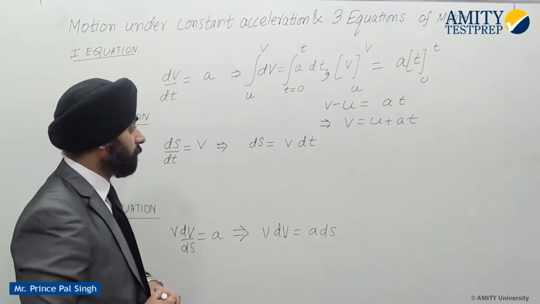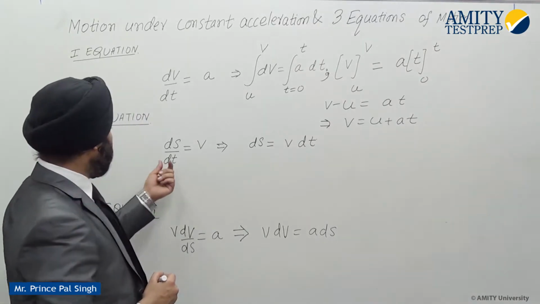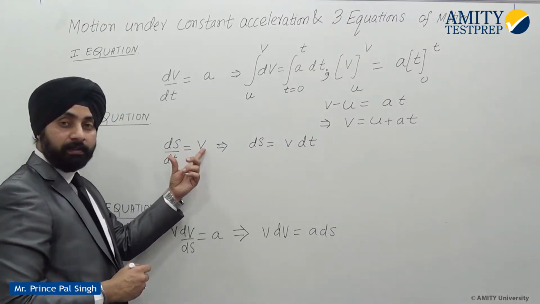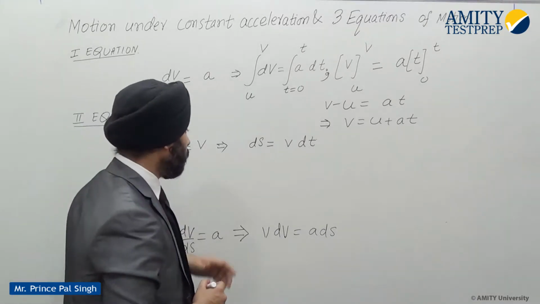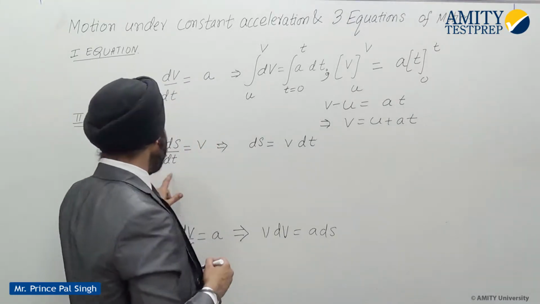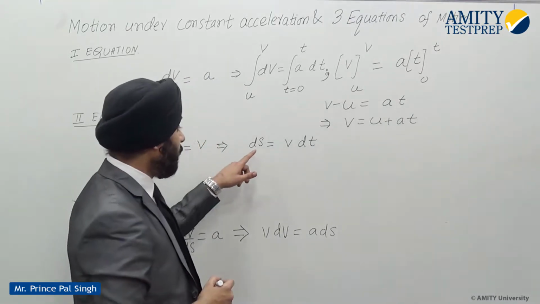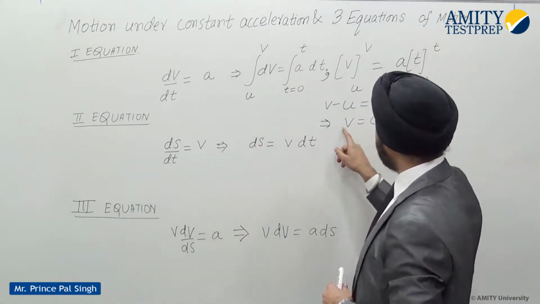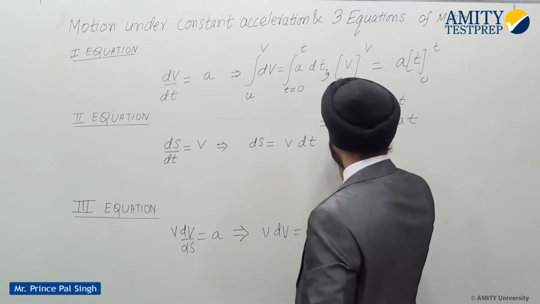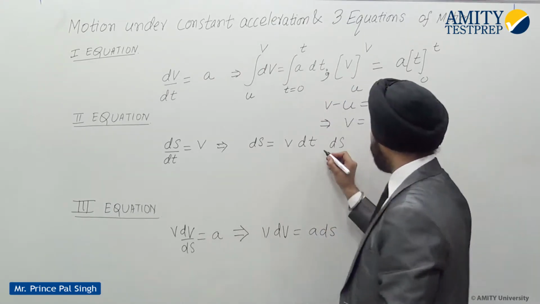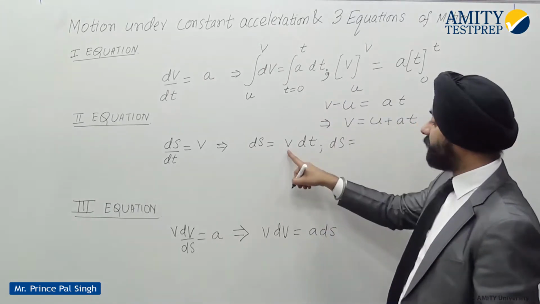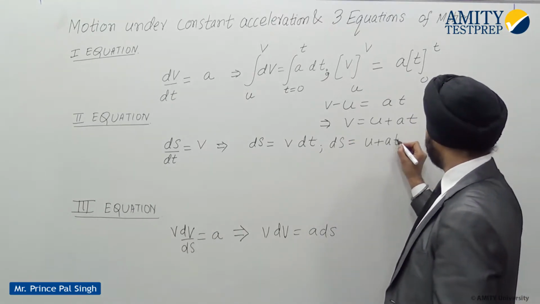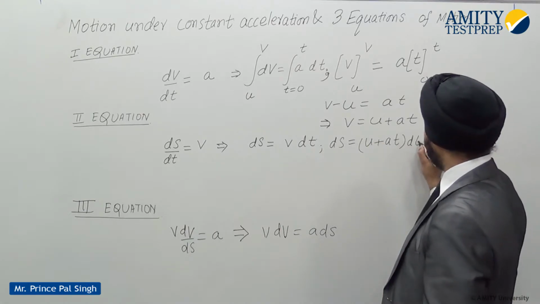Second equation: ds upon dt is equal to v. This is the definition of the instantaneous velocity. If I cross multiply with dt, we will get ds is equal to v dt. I will put the value of v over here, v is the instantaneous velocity. So we get ds is equal to u plus at times dt.